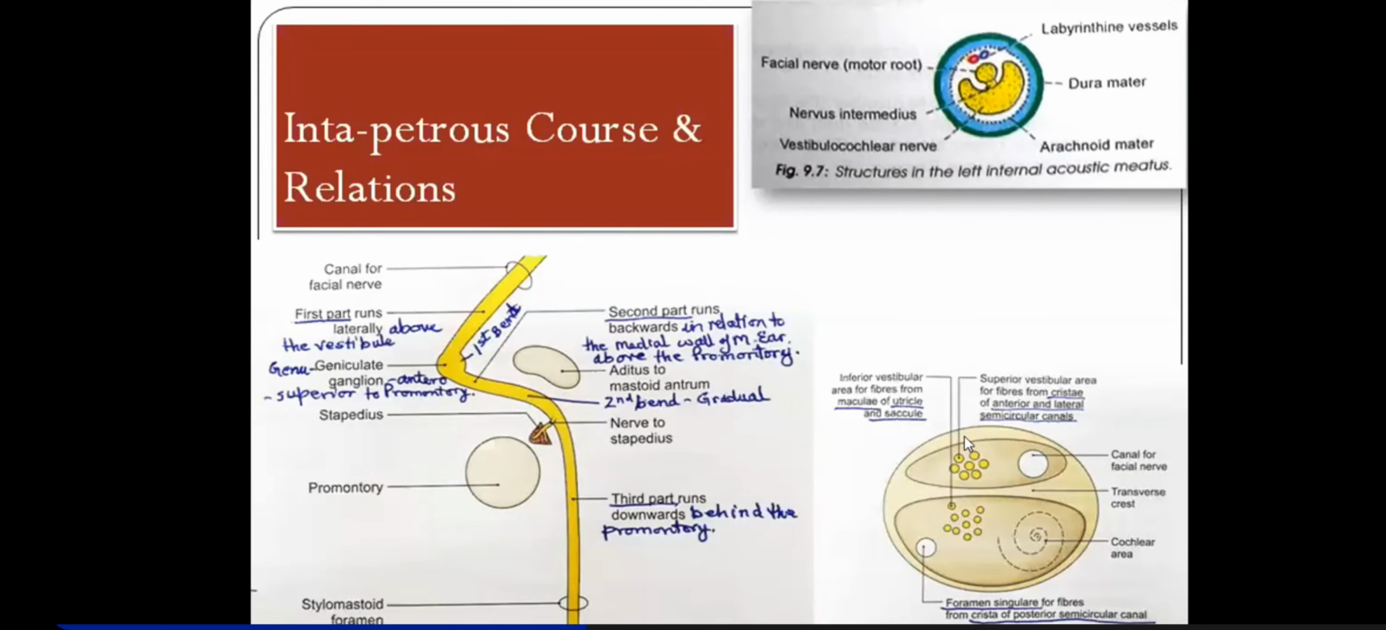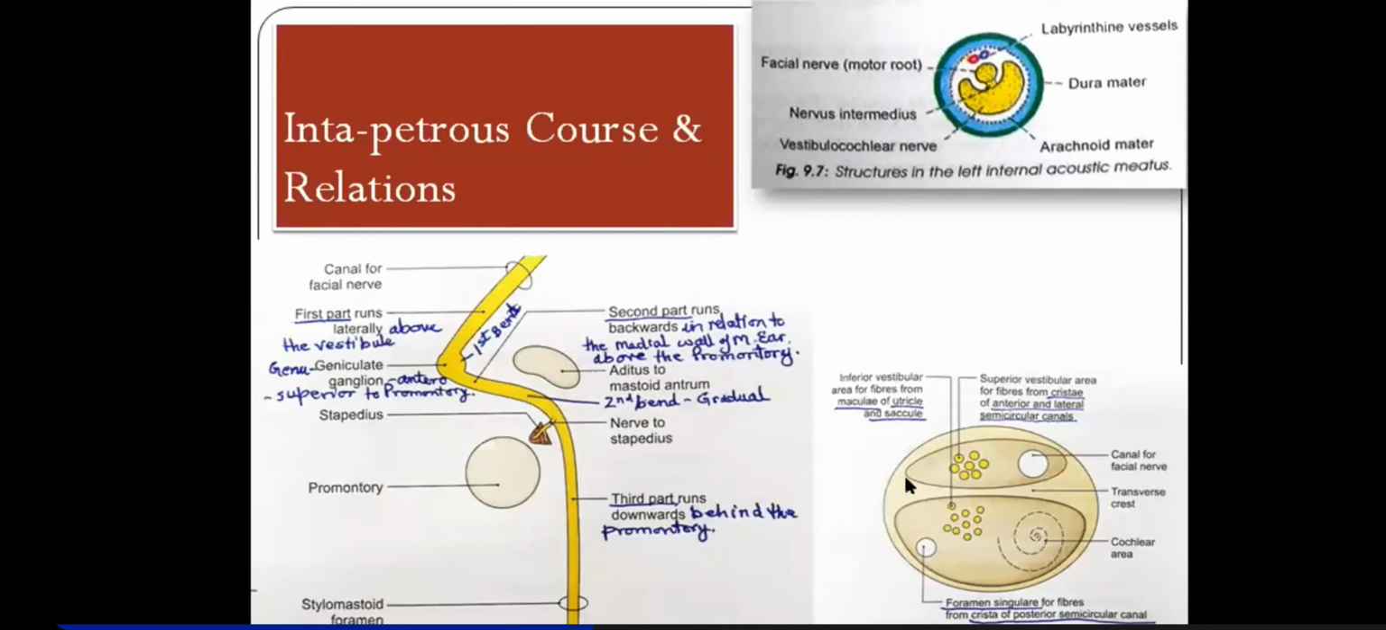So you have three semicircular canals, you know that. So the superior vestibular area is for fibers from the crista of the anterior and lateral semicircular canals. So fibers coming from the anterior and lateral semicircular canals will pass here through the superior vestibular area. When we talk about the vestibular nerve, it will be easy: the upper portion is the superior vestibular area and this one is the inferior vestibular area.